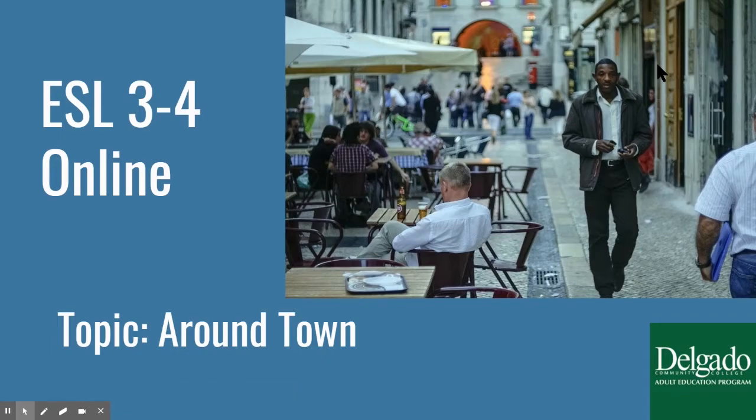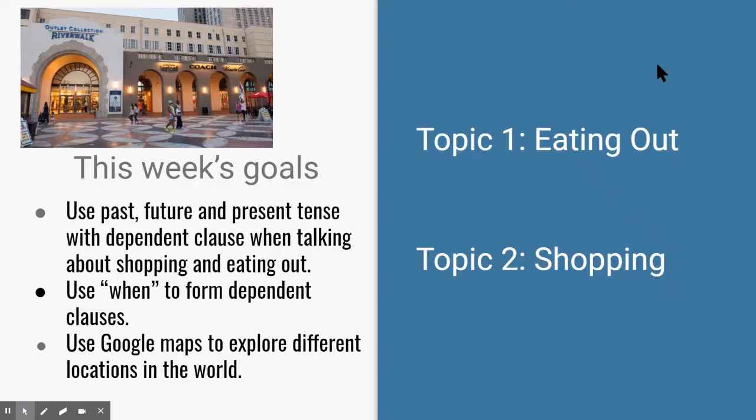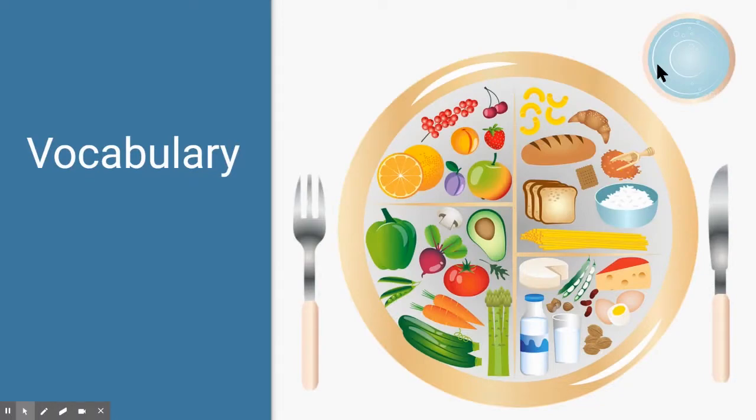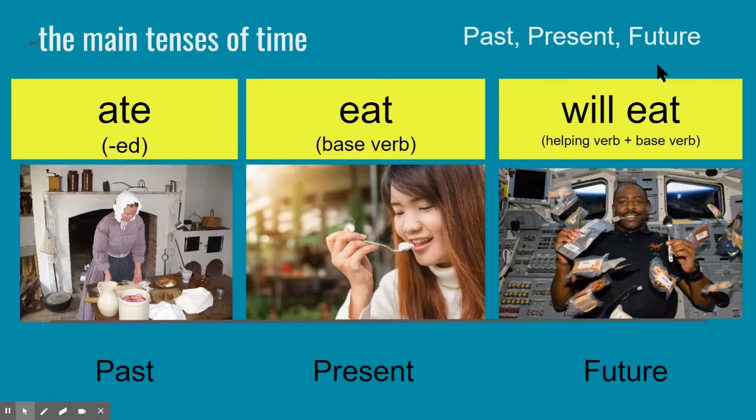This week's topic is around town. We're going to talk about eating out and shopping. We're going to use the past, future, and present tense. We're also going to talk about forming dependent clauses using the adverb when, and we're going to learn how to use Google Maps to explore the world. So let's start with some vocabulary.